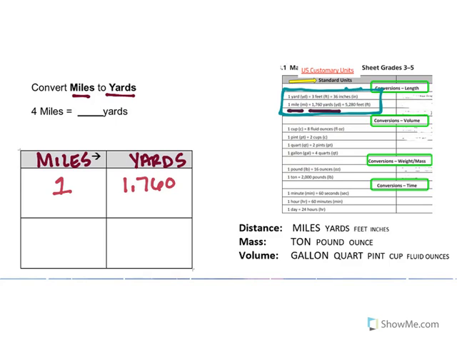Next thing I need to do is figure out what the rule is. I got to think, well, if I'm going from 1 to 1,760, what rule did we use? I know if we're increasing, we used a multiplication rule, and if we're decreasing, we used a division rule. Since this is increasing, I know we are multiplying, and we're multiplying by 1,760. 1 times 1,760 equals 1,760.